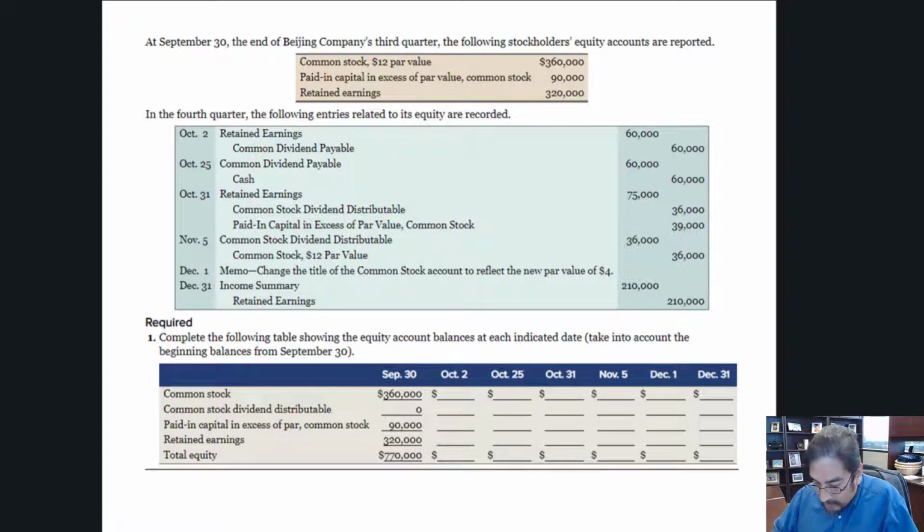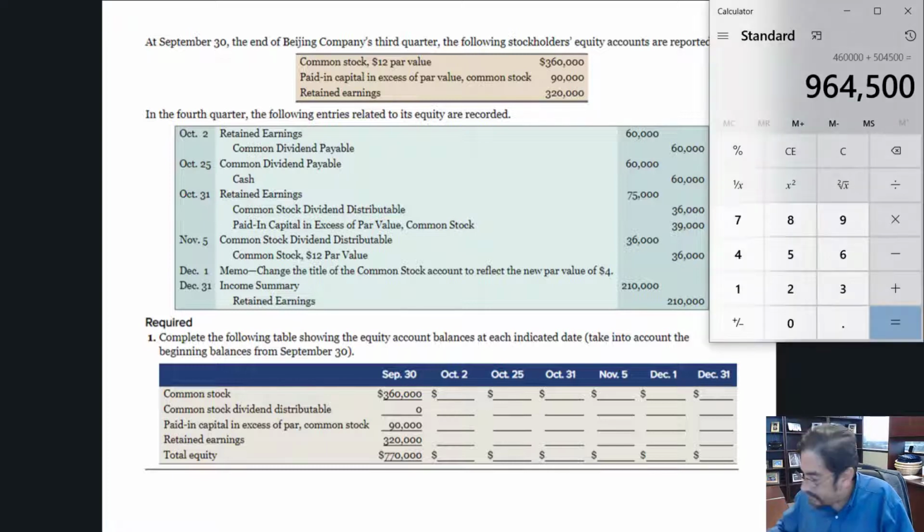So we start off with September 30th, and that's the given information up top. So common stock, $360,000. And we didn't have any dividend distributable. And there was already the $90,000 of paid in capital in excess. And we already had $320,000 of retained earnings. And if we add all of that together, we get total equity of $770,000.